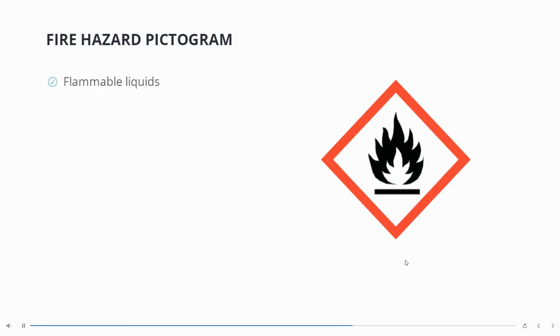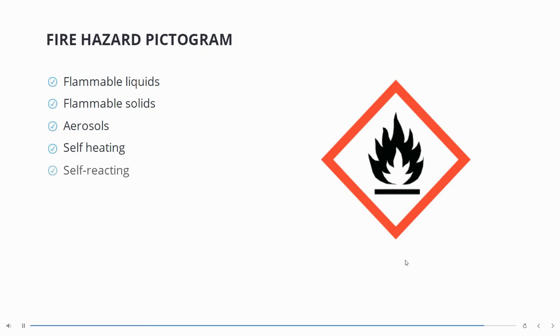These can be flammable liquids, solids, and aerosols. The flame pictogram is also used on products that emit flammable gases, such as pyrophoric chemicals that ignite within minutes of exposure, self-heating, self-reacting, and organic peroxides.